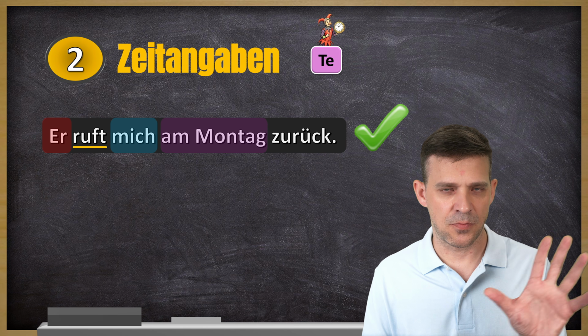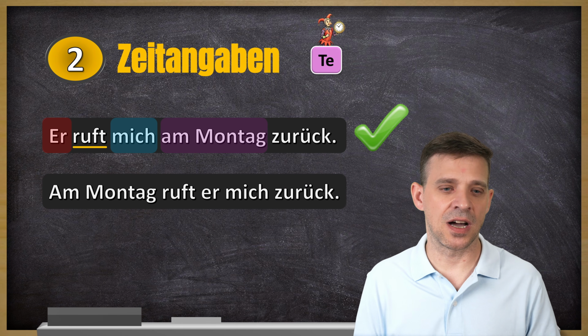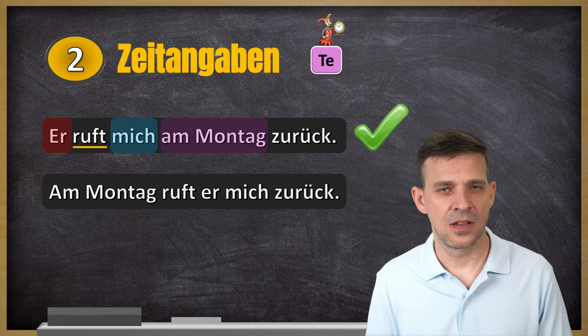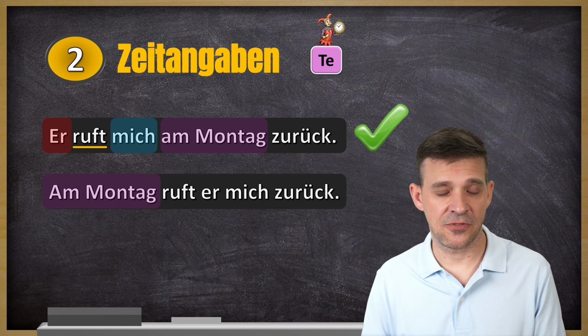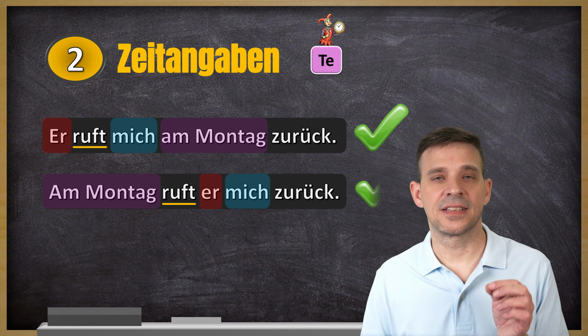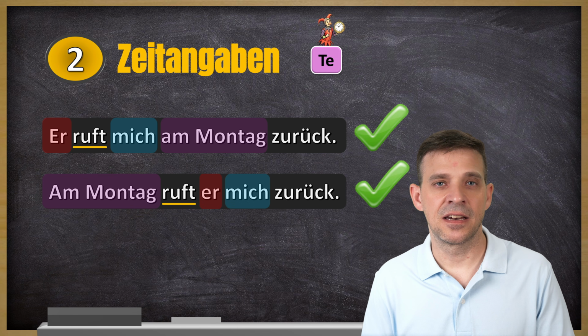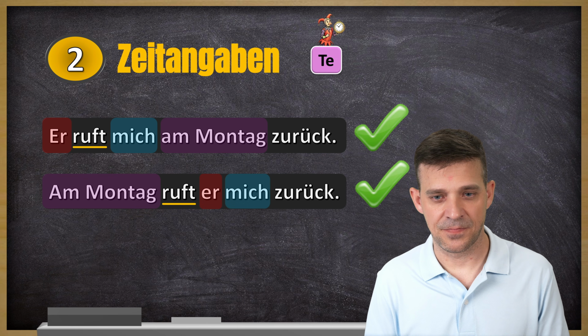This sentence is perfect. What about this one? Am Montag ruft er mich zurück. So here we start with the time information, then the verb, then the subject, and then the Personalpronomen mich.